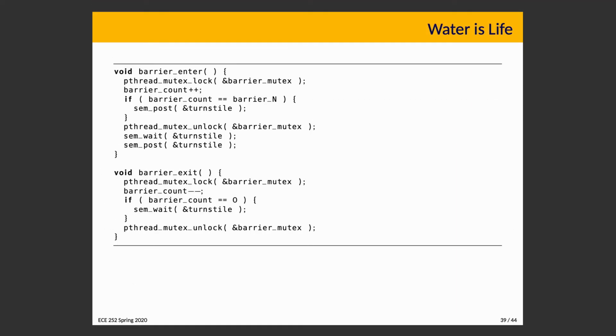Okay, and this is the C code version of the reusable barrier code that I had mentioned. To enter the barrier, lock the mutex, increment the count. If we've reached n, post on the turnstile, unlock the mutex, and then wait and post on the turnstile. And we are exiting from the barrier. Then we will lock the mutex, decrement the count. If barrier count is 0, wait, lock the turnstile behind us, and then we will unlock the barrier mutex as well.